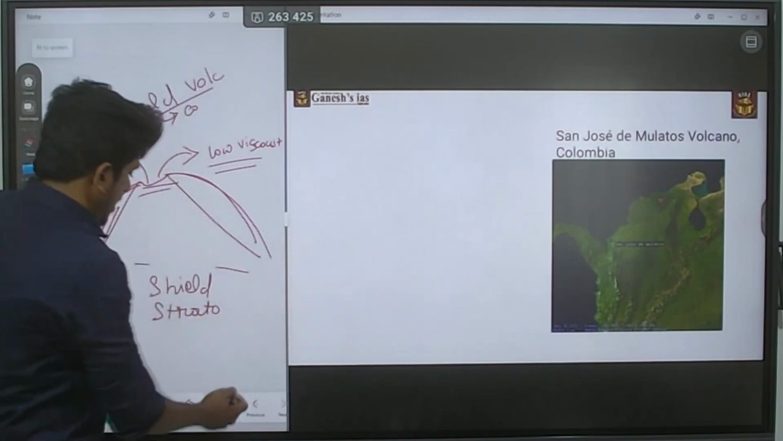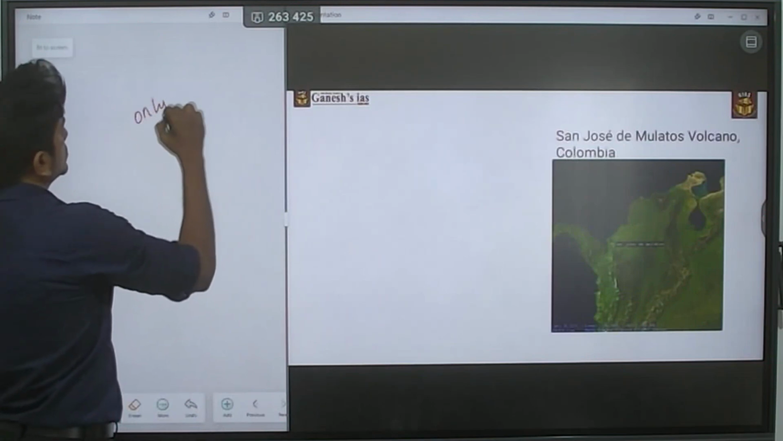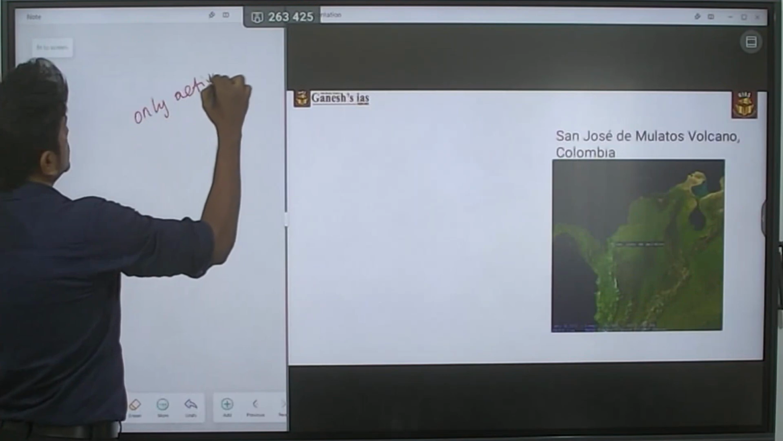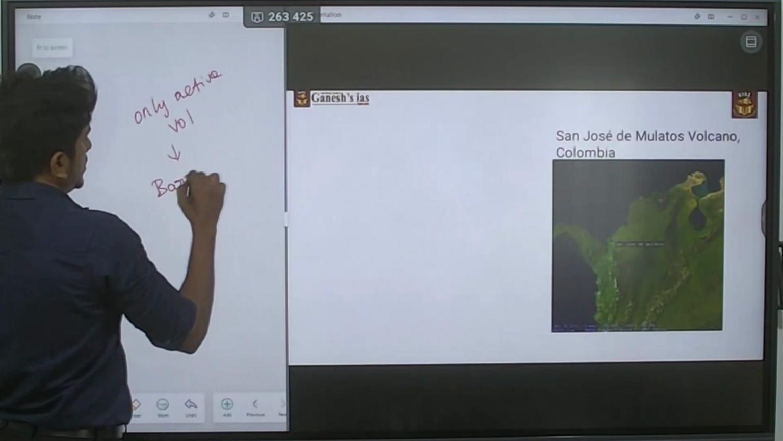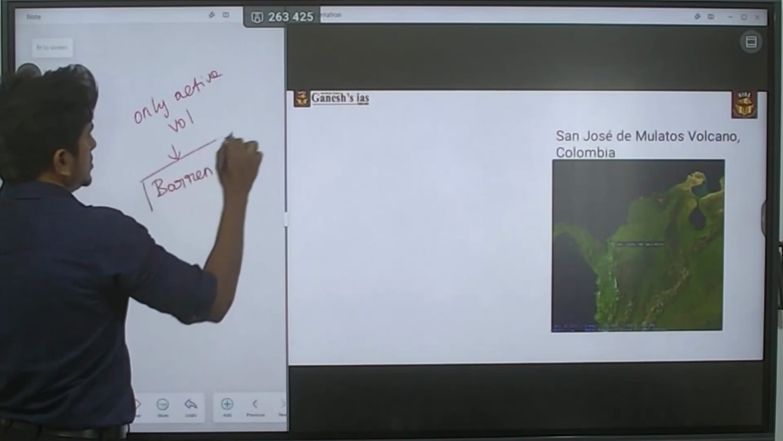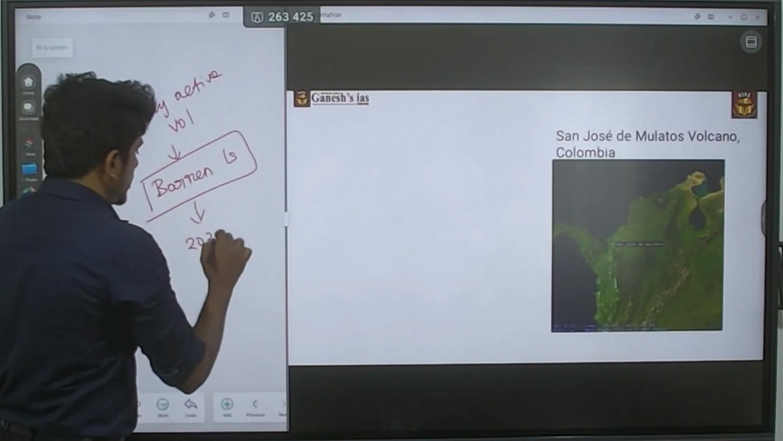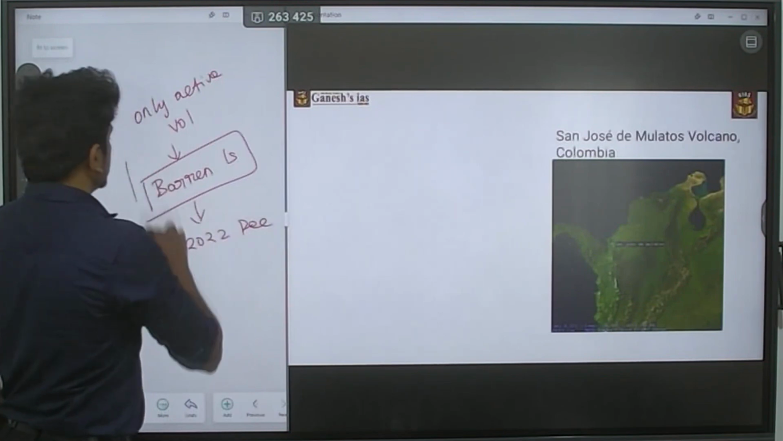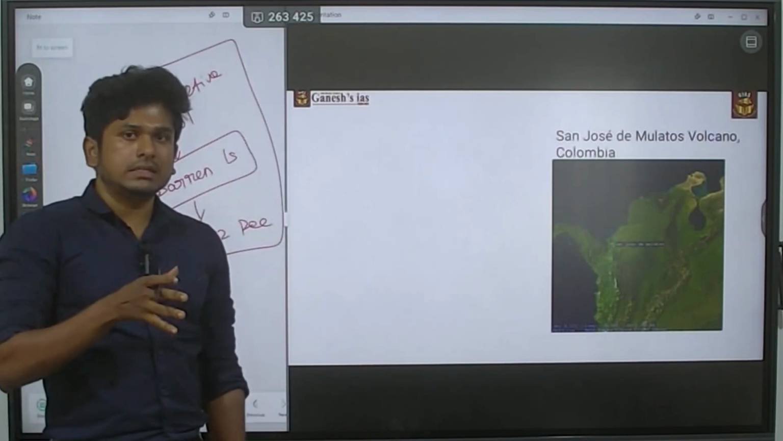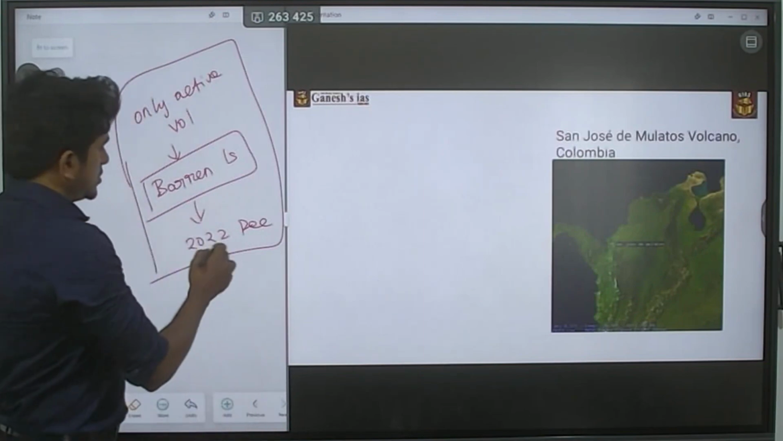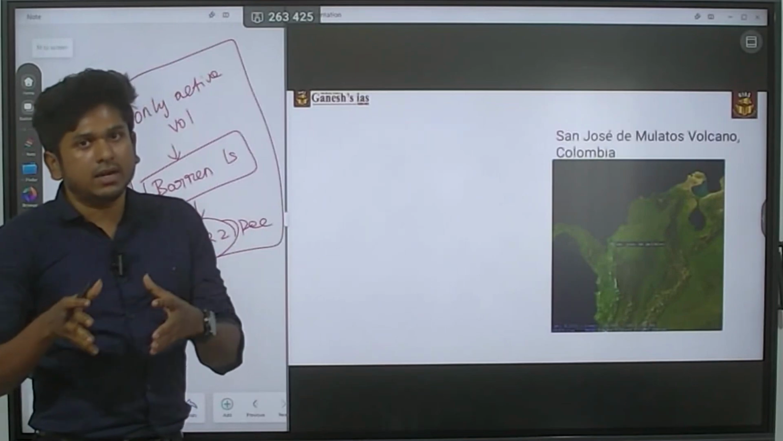And also another data is for India, the only active volcano is Barren Island. This also they may ask. And also it last erupted in December 2022. For UPSC, even 2020, 2016 is a recent one. So this 2022 is the recent one for UPSC. So they may ask a question based on Barren Island also.